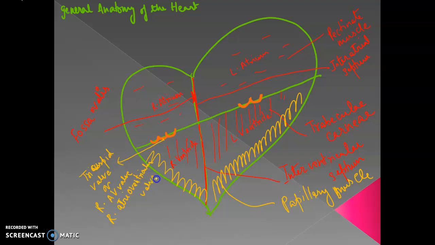Atrioventricular valve. Okay. On the other side, on the left hand side, the valve between the left atrium and the left ventricle is called bicuspid valve. This is bicuspid valve, also known as mitral valve. People also call it left AV valve. So I'll just put left AV valve or left atrioventricular valve. So they have different names.